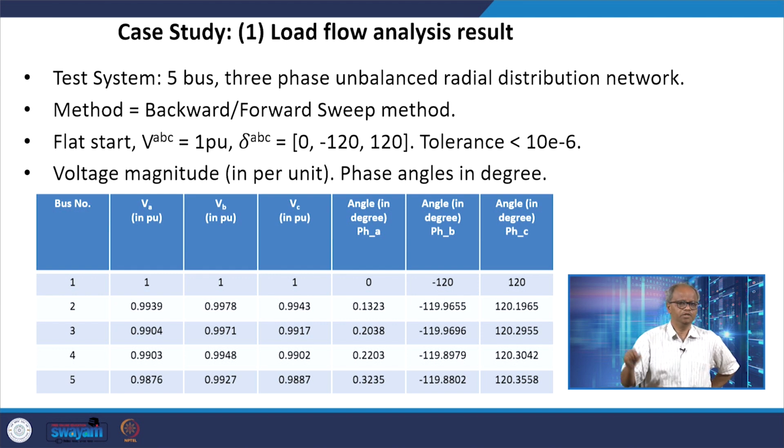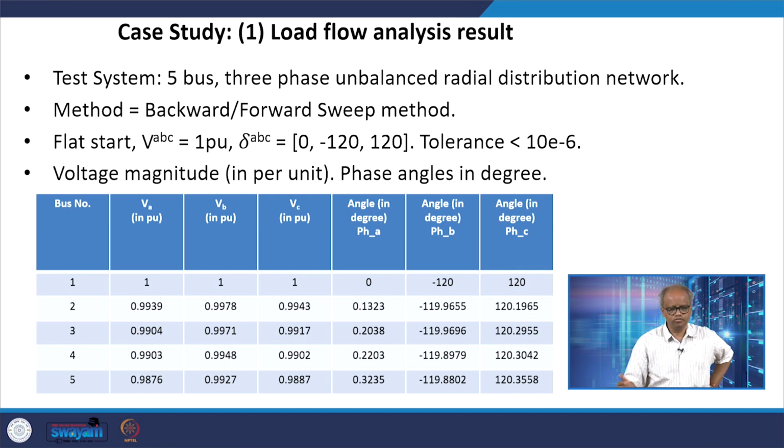So VA, VB, VC for all these buses are taken to be 1 per unit, and the initial angles we take as 0, minus 120 degree, plus 120 degree, correct. Then we compute this load flow analysis by this backward forward sweep method.